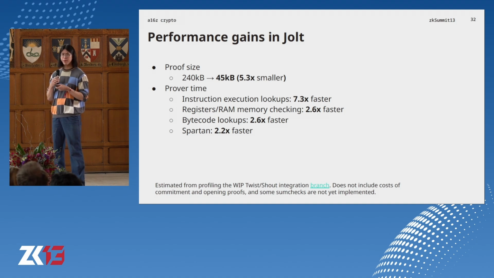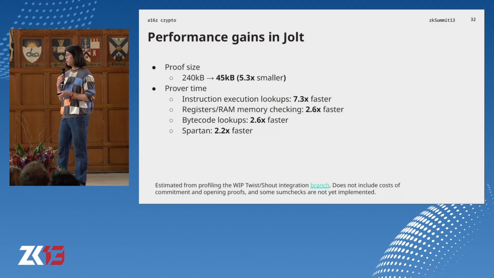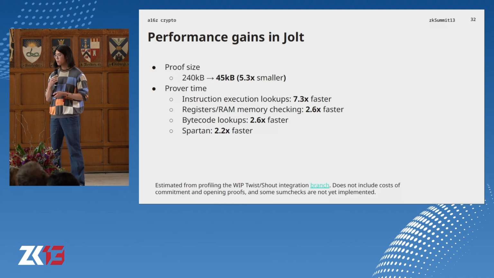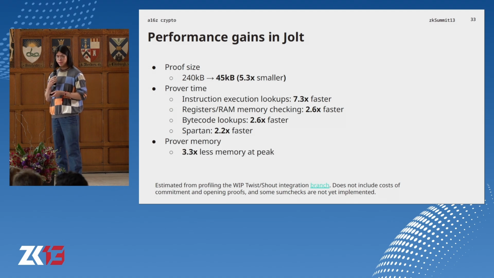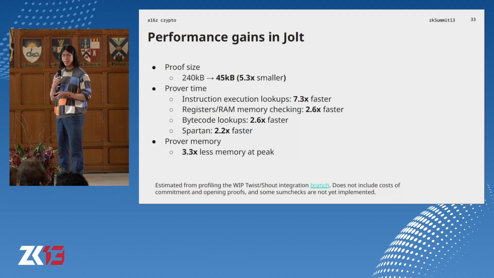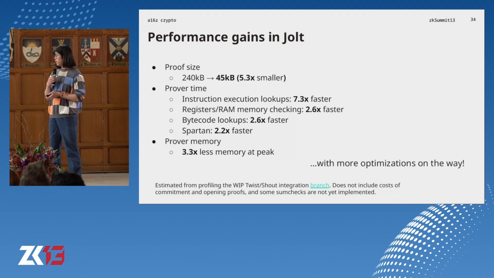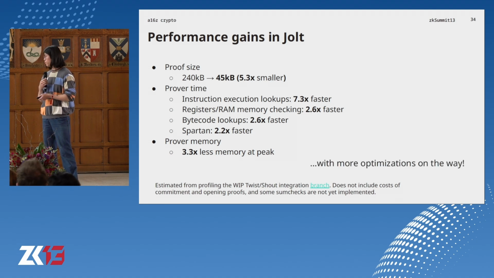This is due to the fact that we were able to eliminate some of the R1CS inputs and constraints when moving to Twist and Shout. And the Jolt prover also uses about 3.3 times less memory at peak. And all this is with more optimizations still in progress.